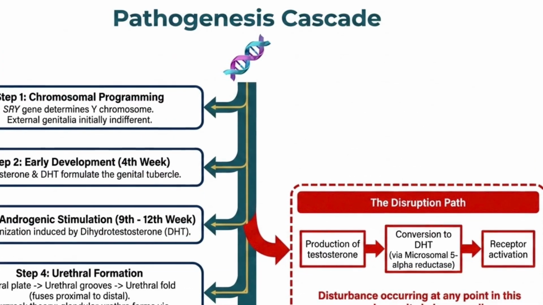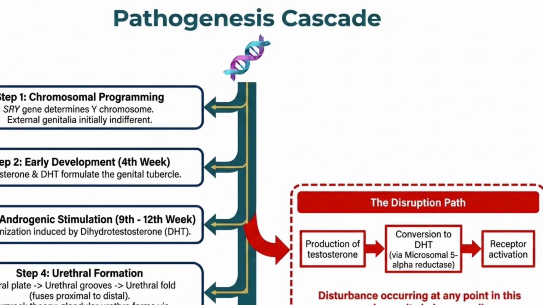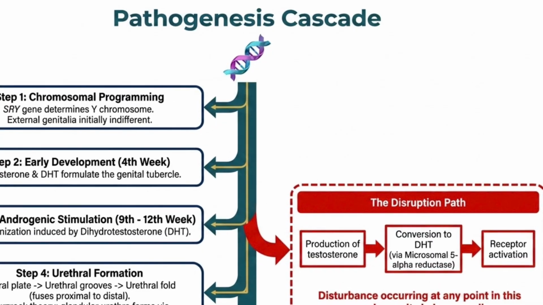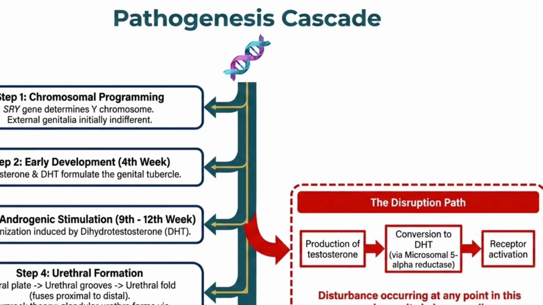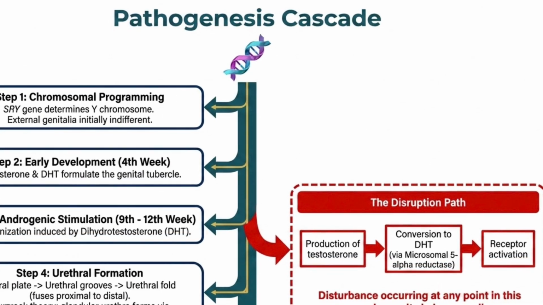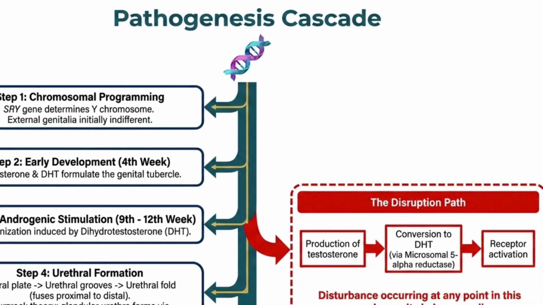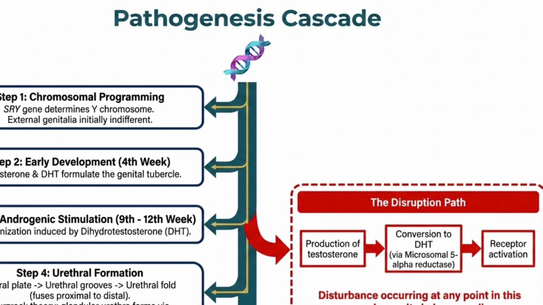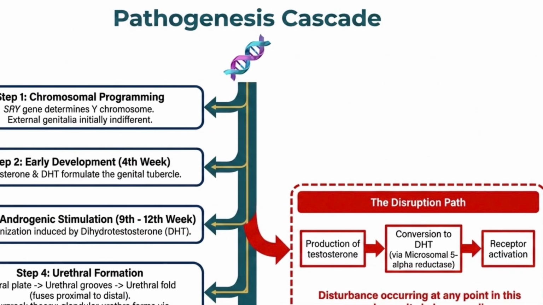Pathogenesis cascade. Step 1, chromosomal programming: the SRY gene determines the Y chromosome. External genitalia are initially indifferent. In step 2, early development, at the fourth week, testosterone and dihydrotestosterone form the genital tubercle. Step 3, androgenic stimulation, which happens at the 9th to 12th week, masculinization induced by the dihydrotestosterone. The fourth step is the formation of the urethra: urethral plate, urethral groove, and urethral folds fuse from proximal to distal.